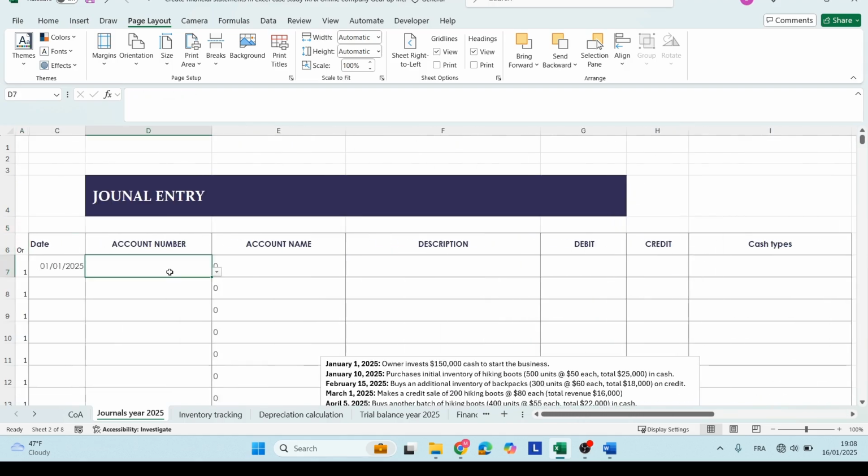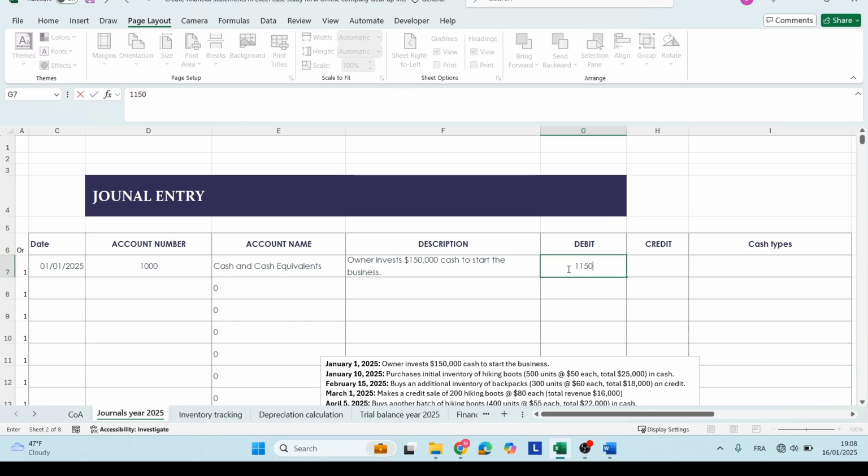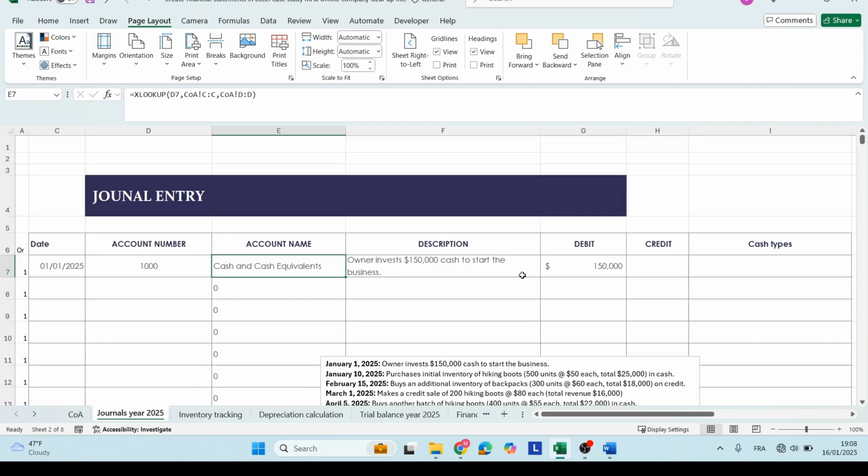We have said that the owner invests 150. That means he will put the money in the bank, so we will use our cash and cash equivalents account. We put the transaction. Then we put the amount in debit because we put cash in. This is an asset account, and we said before that asset accounts increase in debits.